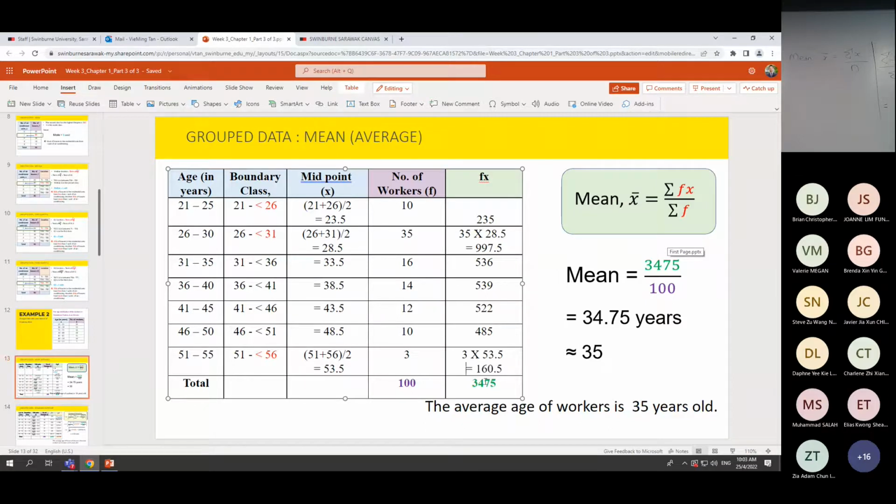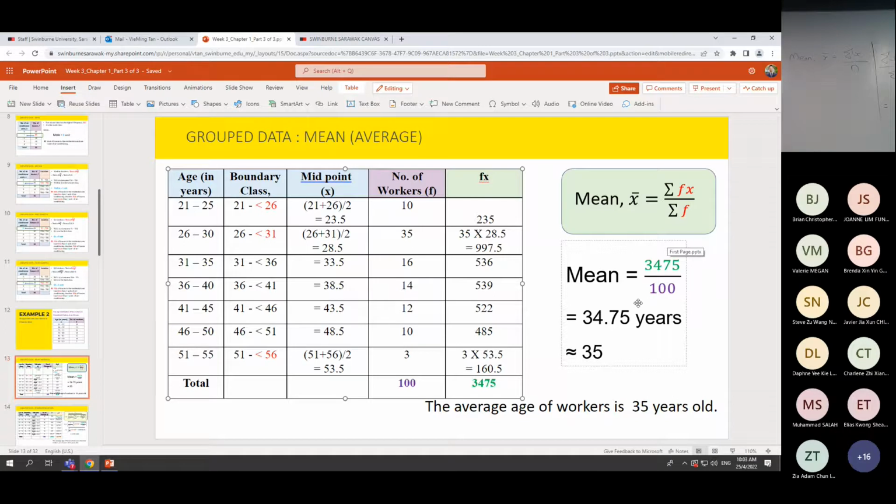Since we already have the answer, we substitute the numbers into each variable of the mean. The numerator, total fx, so you substitute 3475 here as the numerator. The denominator is from here, 100. Substitute to here. Simplify, you get 34.75 years, or about 35 if you round to an integer. So it's 35.